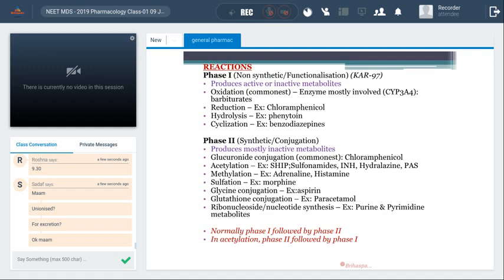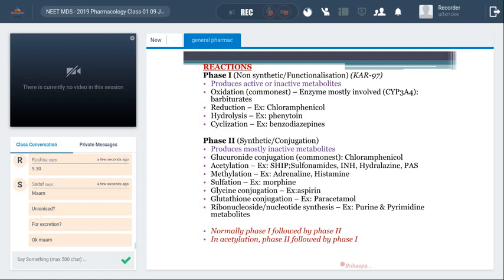Then you have acetylation. Acetylation is quite important. Remember these examples of drugs. Remember the mnemonic SHIP for acetylation: sulfonamides, hydralazine, INH (isoniazid), and para-aminosalicylic acid. Please remember this mnemonic. At least you have to remember isoniazid. We will see why in the tuberculosis chapter. Isoniazid undergoes acetylation. Methylation means it adds on a methyl group, whereas there it was an acetyl group. Adrenaline and histamine undergo methylation reactions.